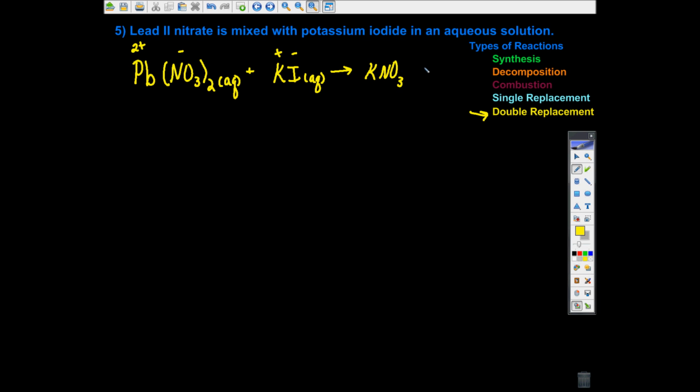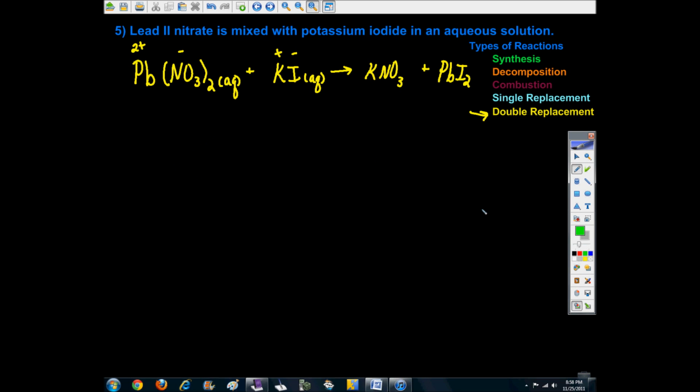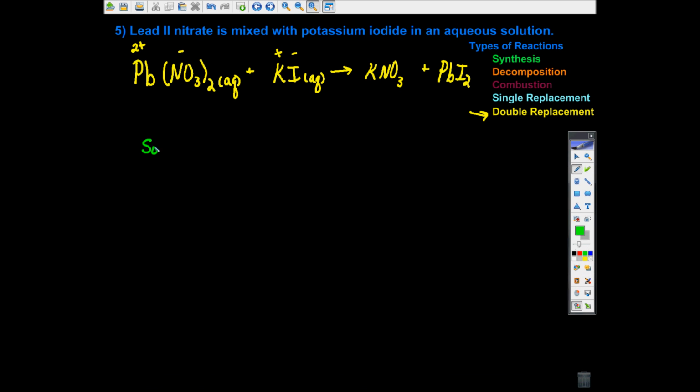and you can get KNO3. I'm going to leave the state symbol off right now. And then this positive lead can be attracted to the negative iodide. Lead is positive 2, so that means I need 2 of those iodines to balance the charge on the lead. Now, here is where you have to consider solubility rules. Solubility rules are very important in determining if a reaction is really going to occur.